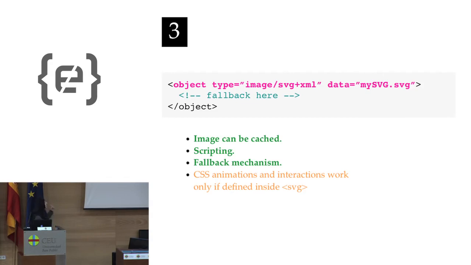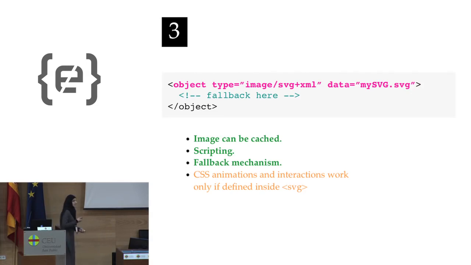It comes with a default fallback mechanism. Between the opening and closing object tags, you can provide any kind of fallback that you want, be it a text fallback or a PNG image as a fallback, so that if a browser does not support SVG, it's going to render the fallback instead. CSS animations and interactions both work only if they are defined inside the SVG.